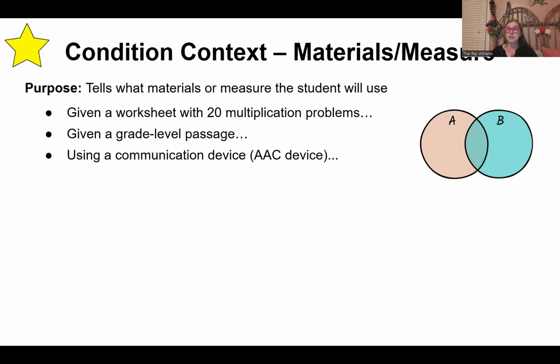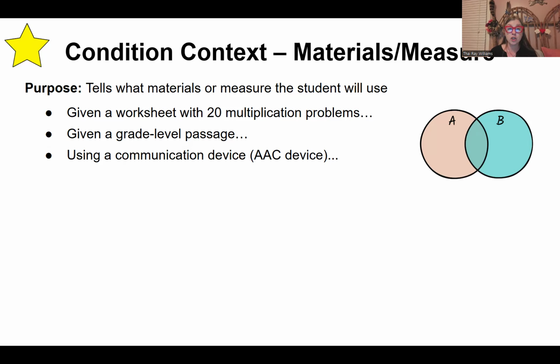So the first type of condition is related to materials or measures. And really, what is the purpose of that? It's exactly what it sounds like. It tells us what materials or what measure the student is going to be using when they demonstrate the behavior. So I want you to think about these as materials or measures as I give you examples. So one is, given a worksheet with 20 multiplication problems. The next one is, given a grade level passage. So what is the measure we're going to be using? We're going to be using this grade level passage.